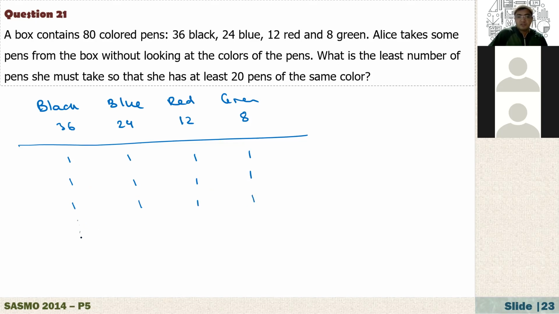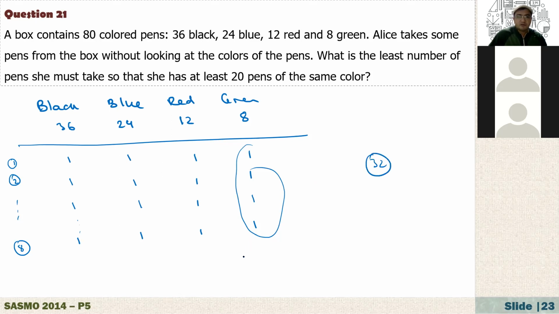And if I just continue, for example, this one is the first pick, second pick, dot, dot, and my 8th pick. It will be black, blue, red, and here I have green. So now I have no more green colors. But how many did I pick here? 32 already, right? 8 times 4 is 32.